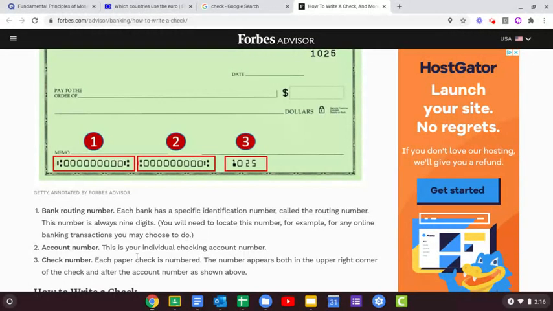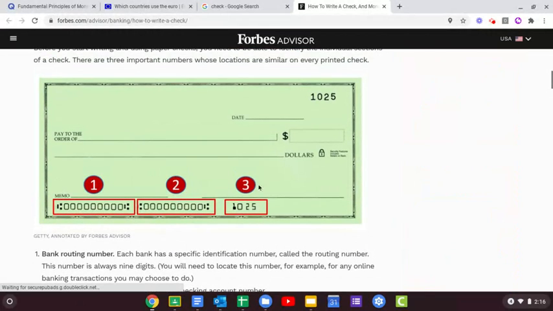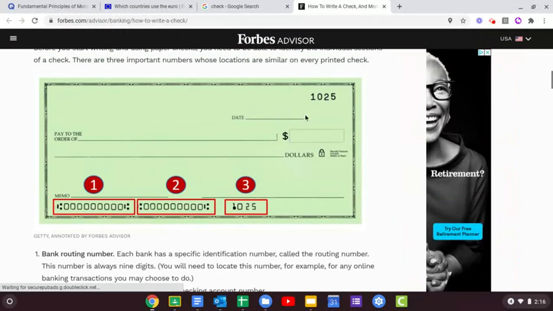And then number 2 is account number. This is your individual checking account number. And then number 3, this should be your check number. So your very important numbers here are going to be your routing number and your account number. And those are both going to be on the front of the check. So when we fill it out, again: date, who's getting the money, how much are they getting, sign it, and maybe write down what it's for.